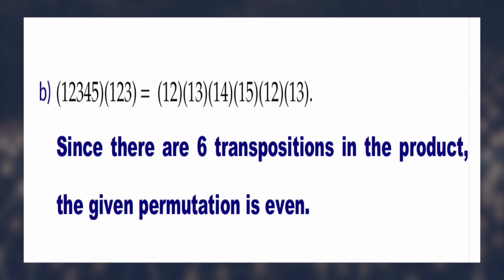The next sum is the cycle 1, 2, 3, 4, 5 and the cycle 1, 2, 3. So, we will convert this cycle as the transpositions. We will get the result as the cycle 1, 2, cycle 1, 3, cycle 1, 4, cycle 1, 5 and the cycle 1, 2, cycle 1, 3. Since there are 6 transpositions in this product, the given permutation is even.